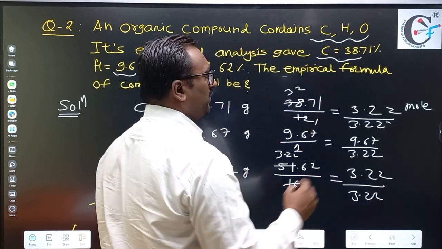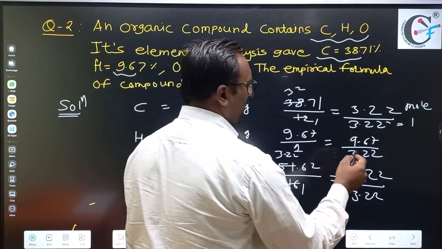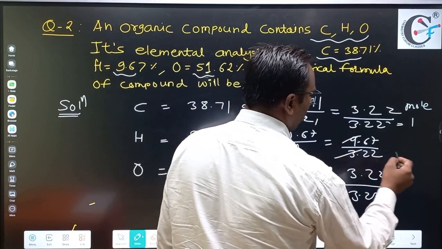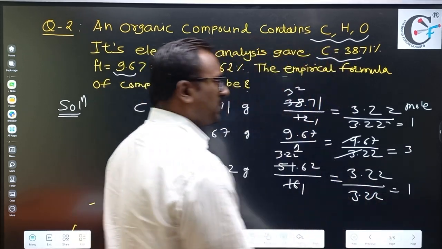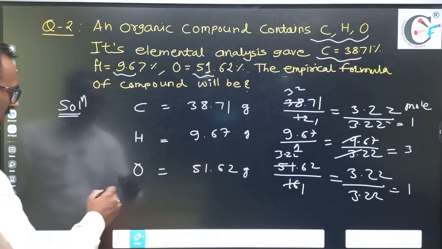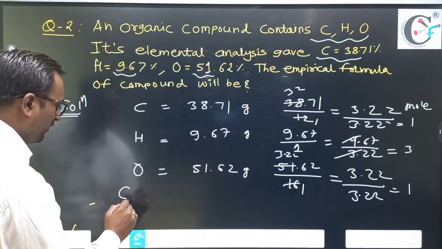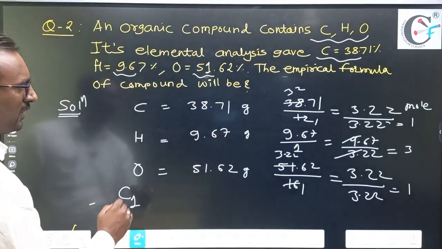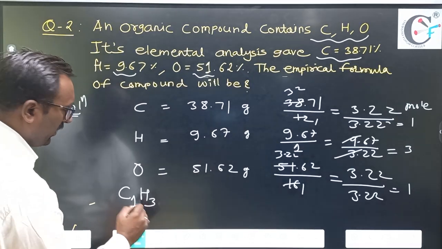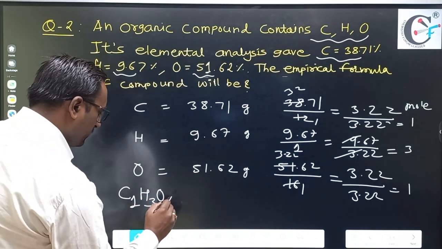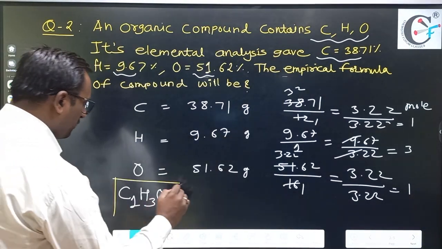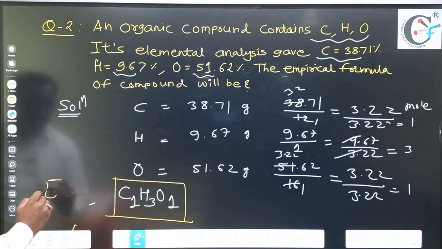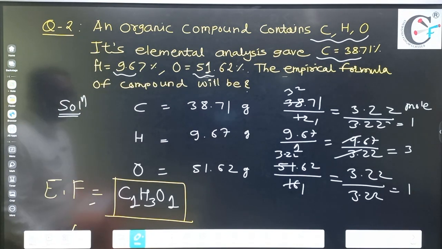We are getting whole numbers, we are getting here 1, and 3 3s are 9. So we are getting 3 here and we are getting 1 here. So what will be the empirical formula? The empirical formula of the compound will become equal to carbon 1, hydrogen 3 and oxygen 1. So this will be your answer. The empirical formula of the compound will be C1H3O1. Okay, do the copy, then we will discuss further.